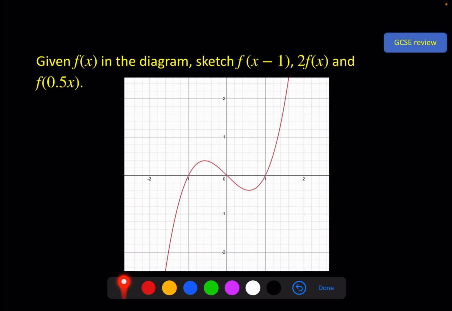Quick review of a GCSE idea on the screen here, which will lead into our ideas in this video. Given f of x in the diagram, a cubic graph, sketch these three graphs, so we're transforming. f of x minus 1 shifts this graph 1 unit to the right, which looks something like this.